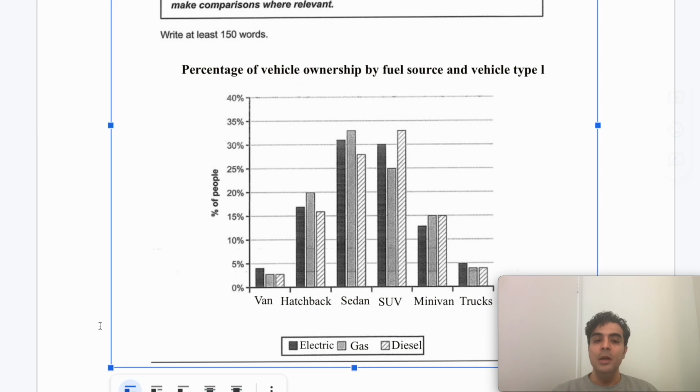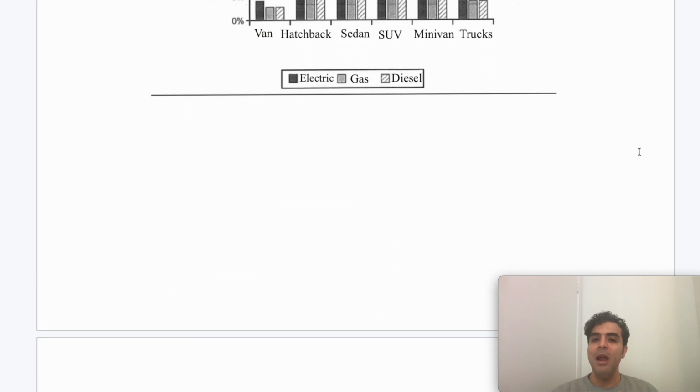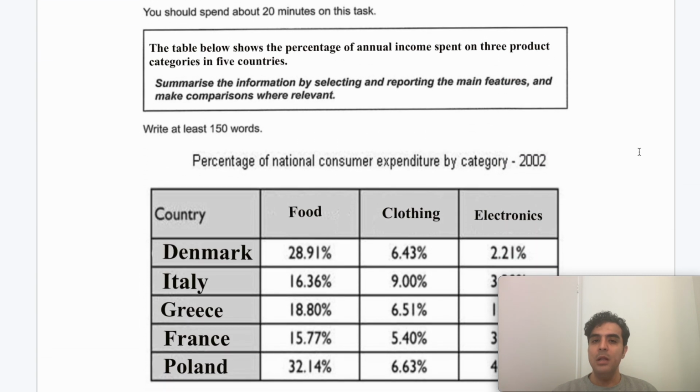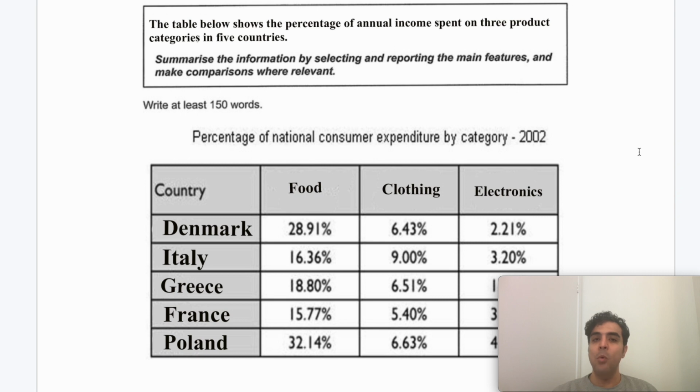Moving on to the third category of data. So we've looked at line graphs, bar charts. Now let's look at something that is perhaps more familiar to most of you, which is the table. Let's read the description first. The table below shows the percentage of annual income spent on 3 product categories in 5 countries. The instructions are the same. Summarize the information by selecting and reporting the main features and make comparisons where relevant. Now, let's look at the table.